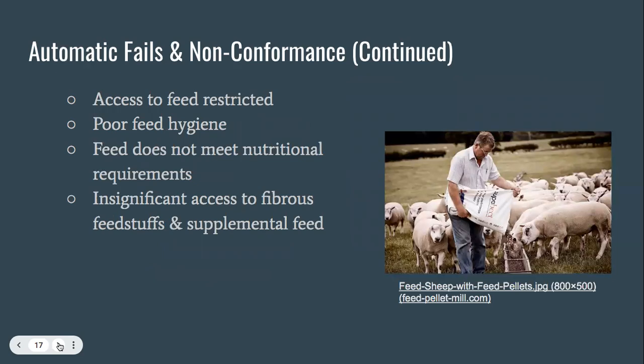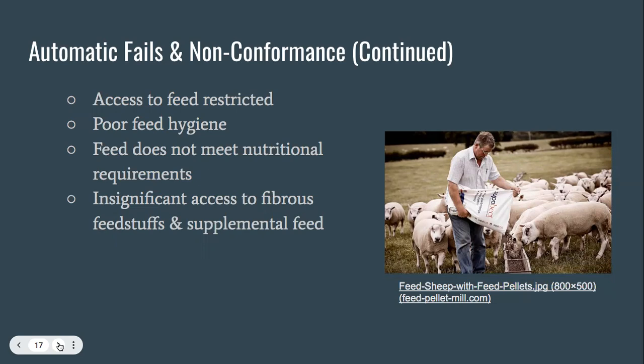Access to feed is restricted. So any supplemental feed, such as grain, pellets, they need to have access to that to reach the proper nutritional requirements. Poor feed hygiene, as I mentioned before, if it has any mold or mildew or signs that pests have contaminated it, you need to make sure that that feed is the highest quality you can possibly get. The feed does not meet nutritional requirements, so you need to make sure that you're getting a high quality feed that will reach any of their nutritional values that they need to thrive.